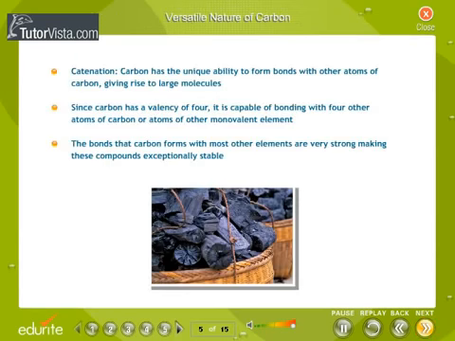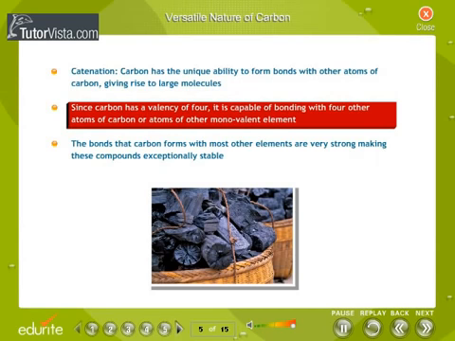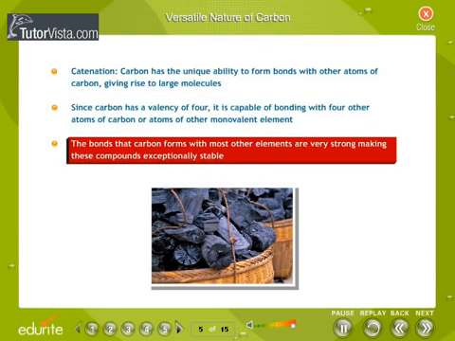Versatile nature of carbon. Carbon has the unique ability to form covalent bonds with other atoms of carbon, giving rise to large molecules. This property is called catenation. Since carbon has a valency of 4, it is capable of bonding with 4 other atoms of carbon or atoms of other monovalent elements. The bonds that carbon forms with most other elements are very strong, making these compounds exceptionally stable.